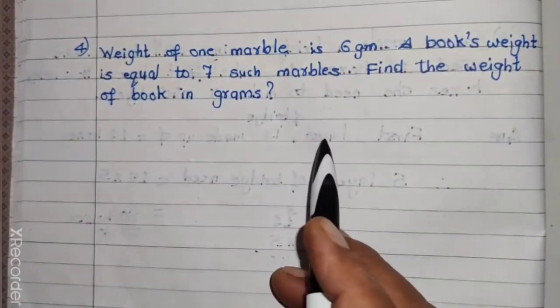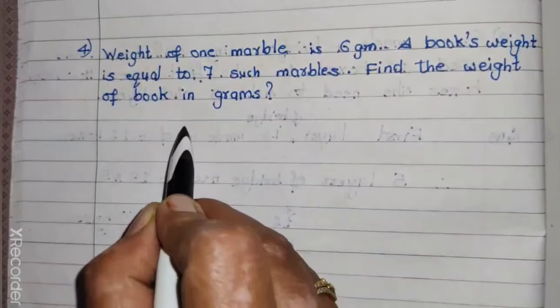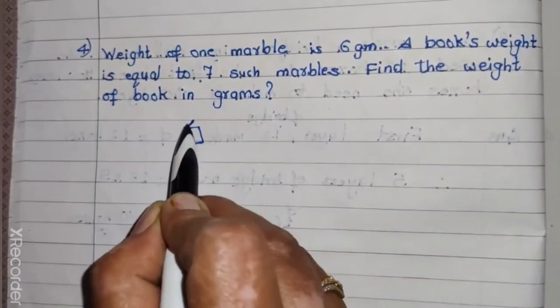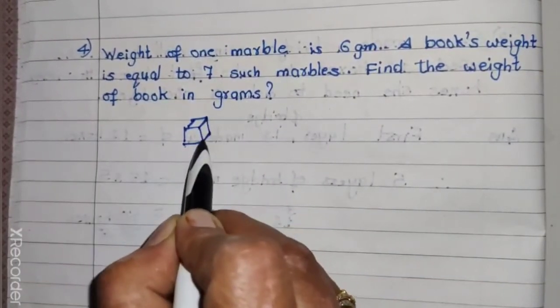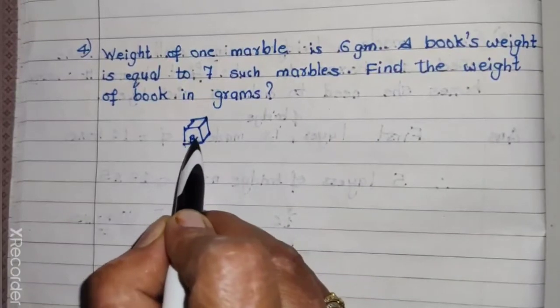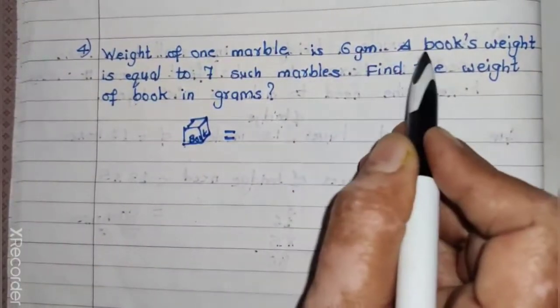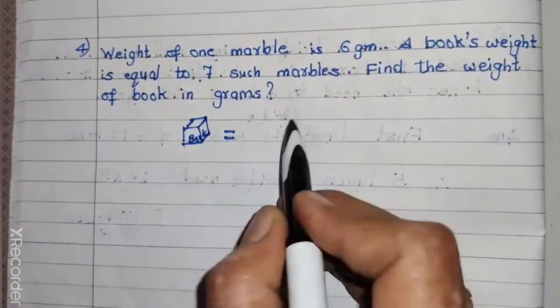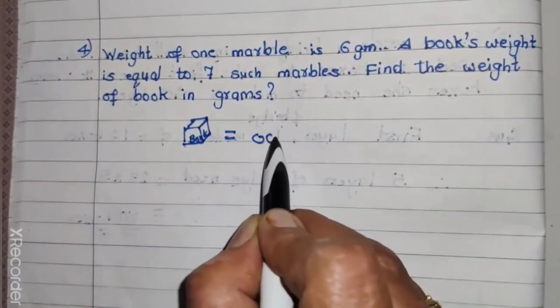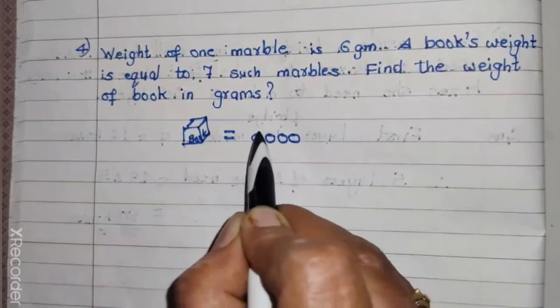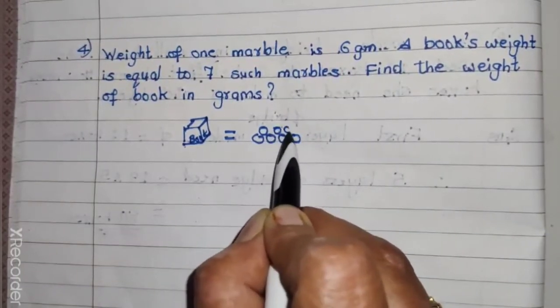6 marbles were kept. That means if one book, okay, here I am drawing one book. Okay, students, just imagine this is a book and it is equal to how many marbles? A book weighs is equal to 7 marbles. So 1, 2, 3, 4, 5, 6, 7 marbles.